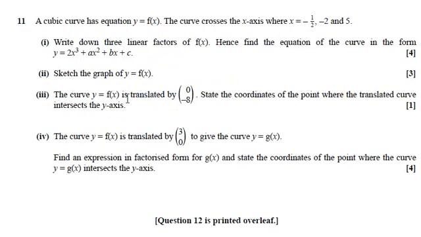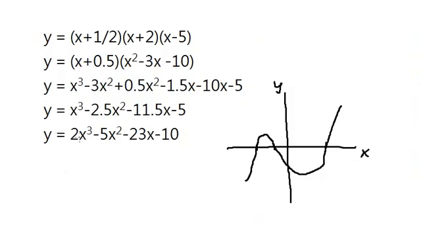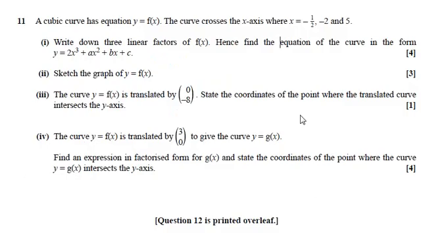Part 3, the curve y equals f(x) is translated by 0, negative 8, which means it goes down by 8. State the coordinate of the point that intersects the y-axis. Right, so it wants the y-intercept, which we know right here, the y-intercept when x is 0 is -10, but when it goes down by 8, you subtract this value by 8, so that you get -18 as your answer. So -18 is the answer to the second part. And you ask, how is this so easy? Well, look at the mark, it's just 1, so it's supposed to be easy.